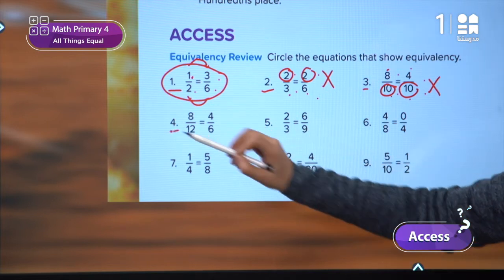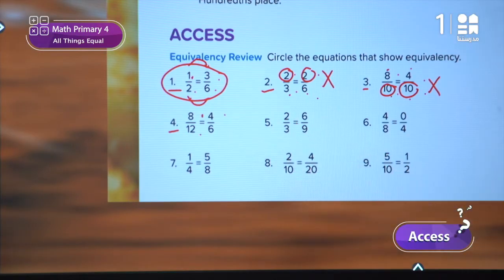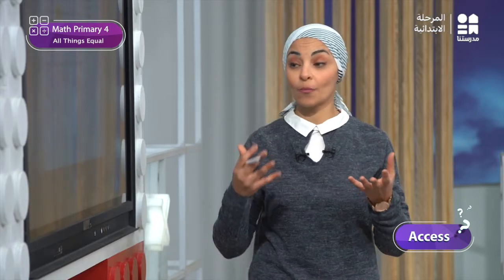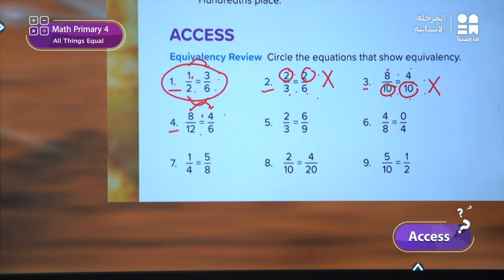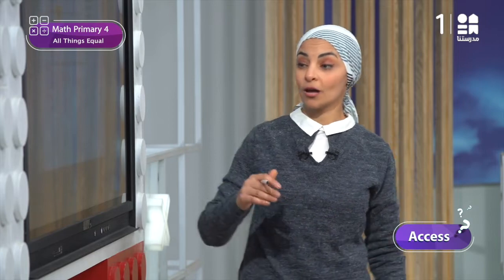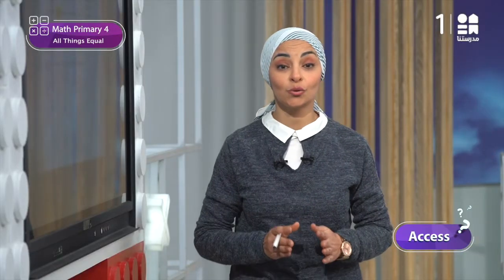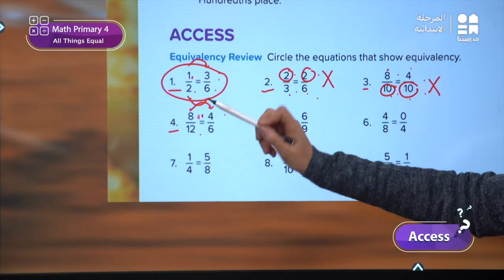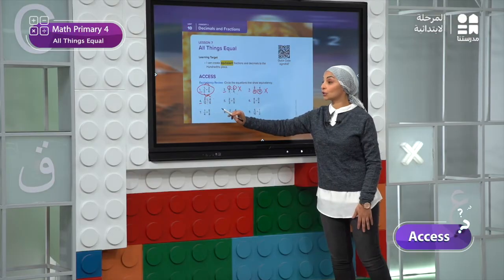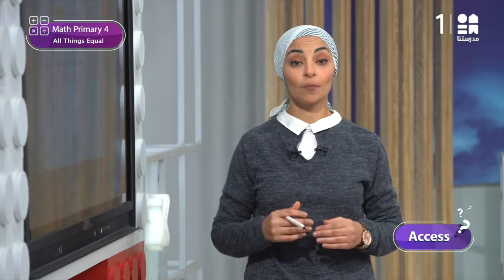Let's see problem number 4. He's asking me, is 8 over 12 equivalent to 4 over 6? Did anyone notice that the 8 became 4? What happened to it? It became smaller, right? So I must use divide. Ask yourself, 8 divided by what equals 4? Yes, 8 divided by 2 equals 4. Since I divided 8 by 2, I must divide the denominator by the same number. So 12 divided by 2 equals 6. So these two fractions are equivalent, so you should circle them.